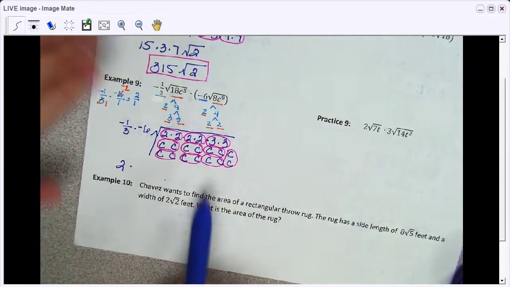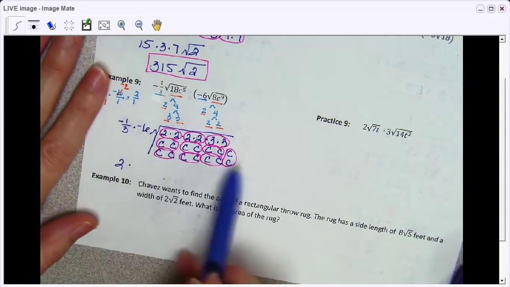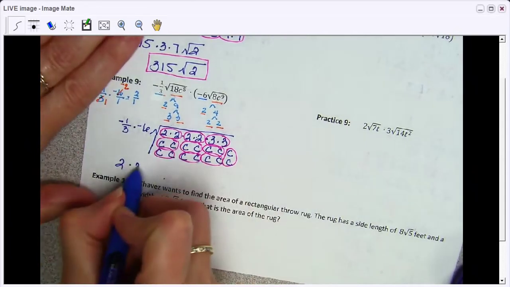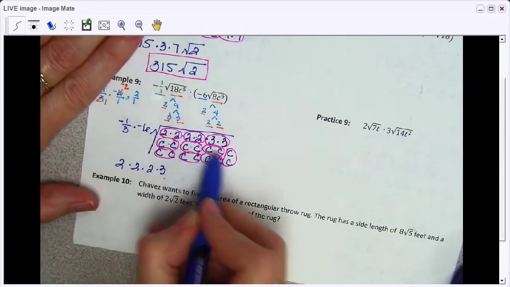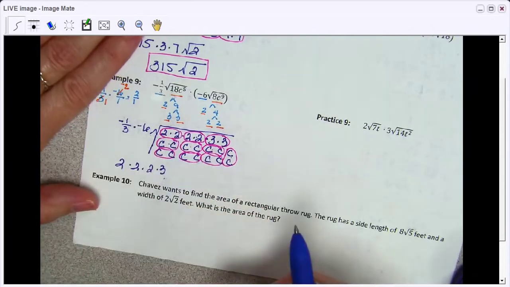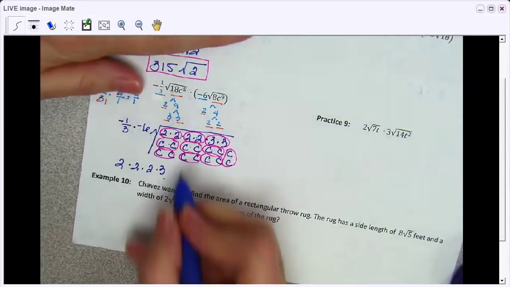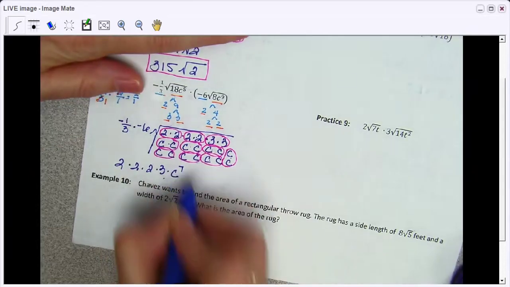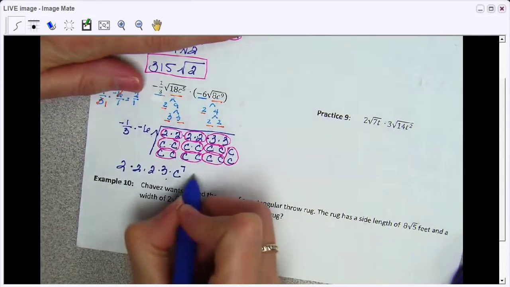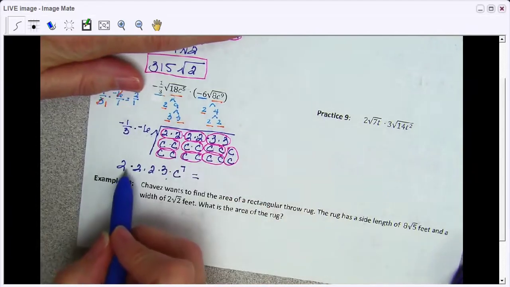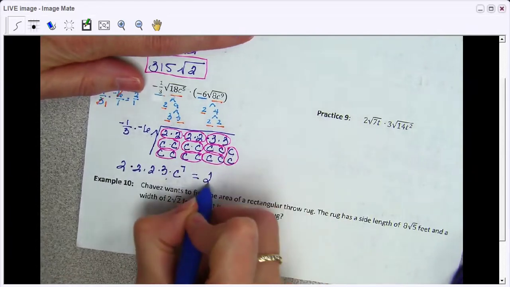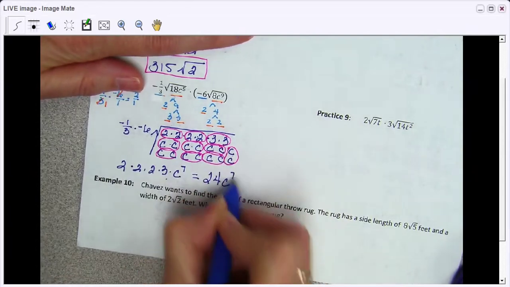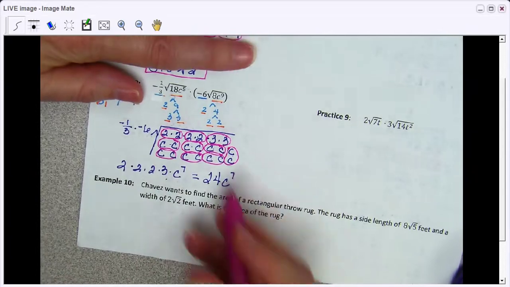But then I'm going to take that 2 and I'm going to multiply it by everything in here. So 2 times 2 times 3. And then 1, 2, 3, 4, 5, 6. I have 7 C's. Instead of writing those out, you could just put times C to the 7th. Okay. And now I'm going to multiply all this together. So 2 times 2 is 4, times 2 is 8, times 3 is 24. C to the power of 7. Okay.